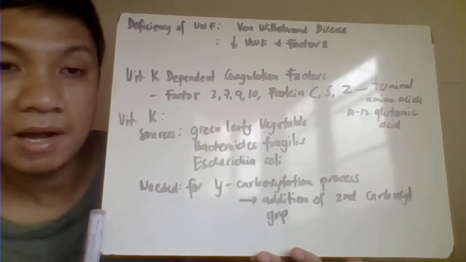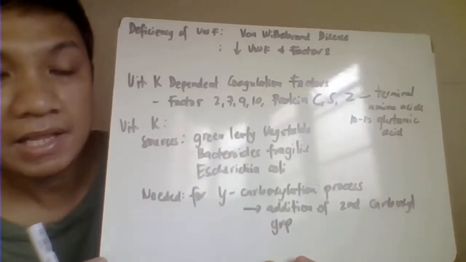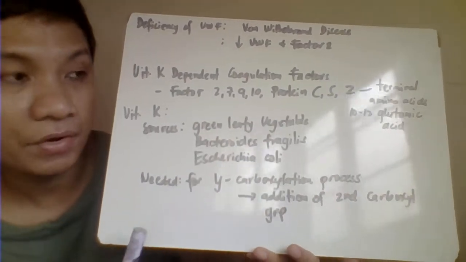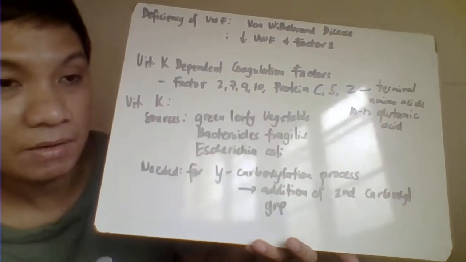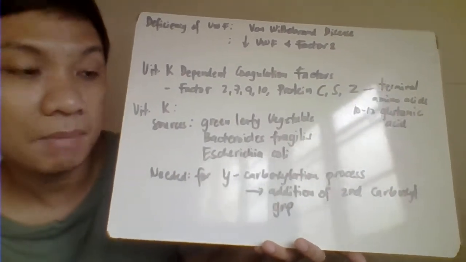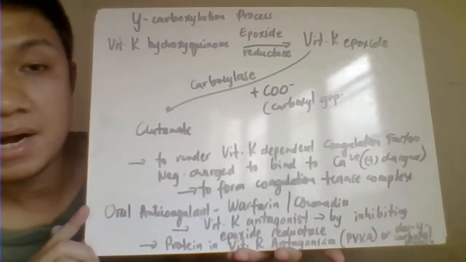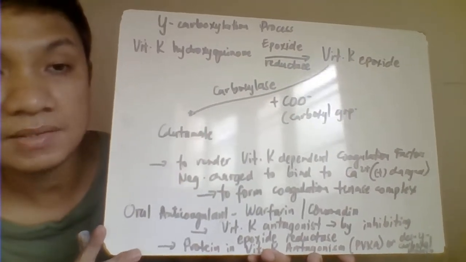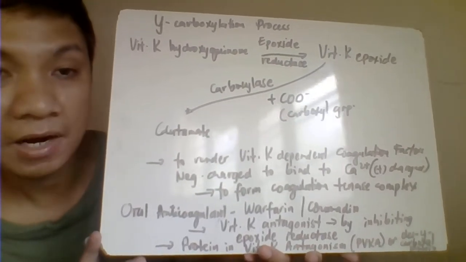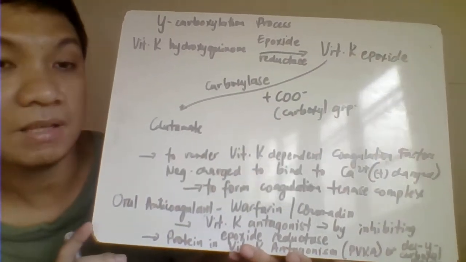Before we go with the gamma carboxylation process, so we have here your vitamin K. And vitamin K here, the sources of that, we have your green leafy vegetables, we have here Bacteroides fragilis, and we have Escherichia coli, which are your intestinal bacteria. So it contains also the vitamin K. Okay, now we go to your gamma carboxylation process. Again, gamma carboxylation process is just the addition of your second carboxyl group, but you are needing here the presence of your vitamin K.